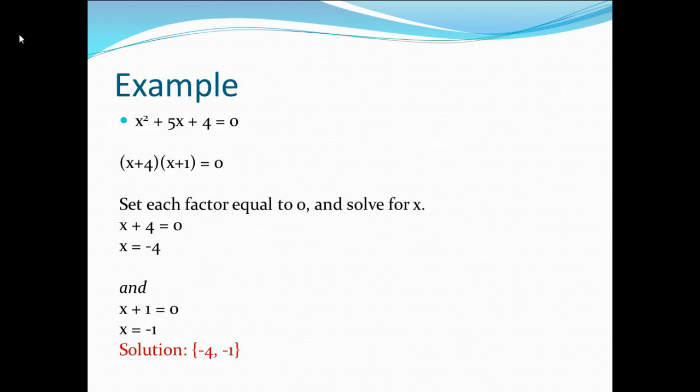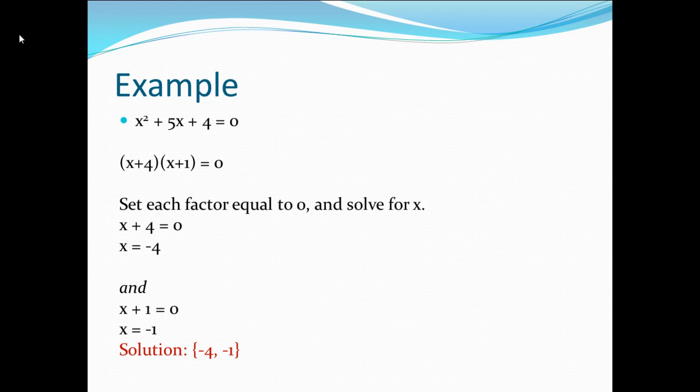Here's our first example of a quadratic that is not already factored for us. We have x squared plus 5x plus 4 equals 0. First, notice that we have 3 terms, x squared, 5x, and 4, in this quadratic. Also notice that the coefficient in front of x squared is a 1. Since it is a 1, we need to focus on the factors of 4. The factors of 4 are 4 and 1, and 2 and 2.